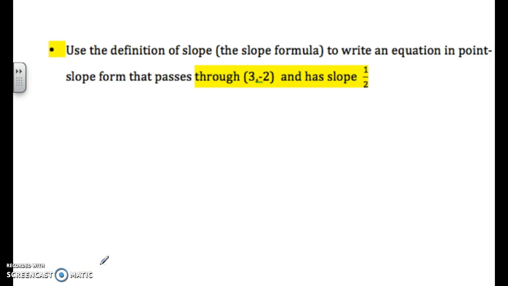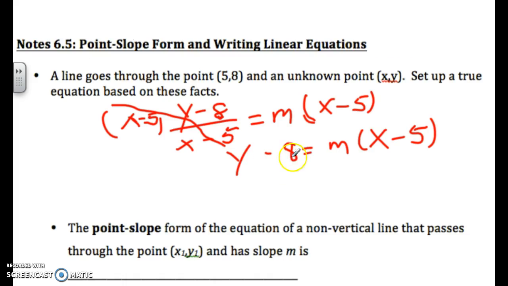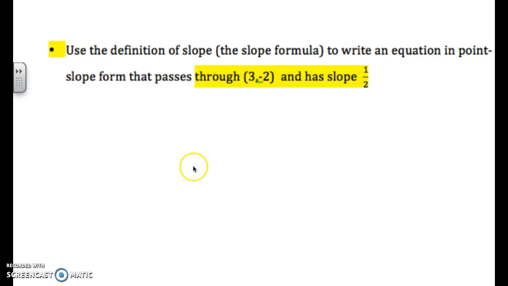So we're going to use this definition, the slope formula, to write an equation in point slope form that passes through these points. First, let's go back to what the point slope formula is. It is y minus y1 equals m times the quantity x minus x1, where the y and the x stay variables, but the y sub 1 and x sub 1 are a point on your line.